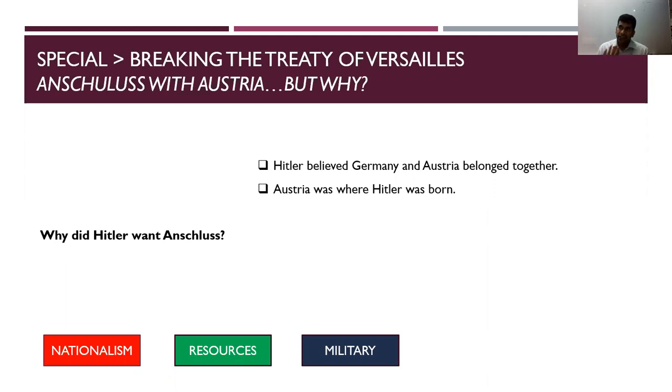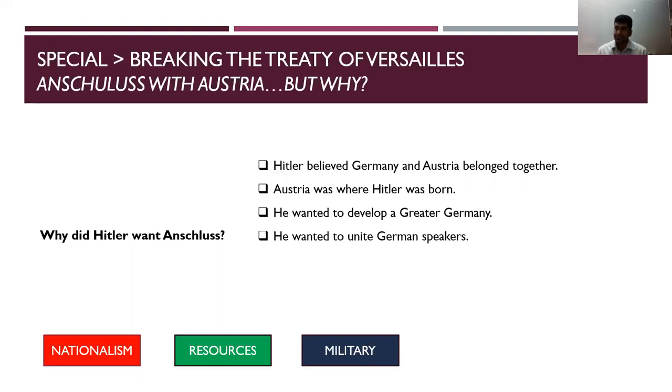Next, Austria was where Hitler was born. So he wasn't German, he was actually Austrian, but his mother tongue was German. So these are Germanic people. And next, he wanted to develop a greater Germany. Remember, that's what he wanted. He wanted a greater Germany. He wanted an empire. And so by having this Anschluss, he would be able to take those steps towards building and developing a greater Germany.